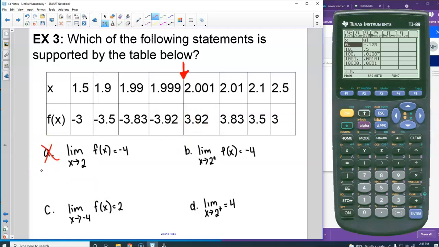Alright. What about B? It's the same thing, but from the right. As we get closer to 2 from the right, we have 3, 3.5, 3.83, 3.92. It looks like it's getting closer to maybe 4, right? So, not negative 4. You'll have like a jump in the graph there probably.